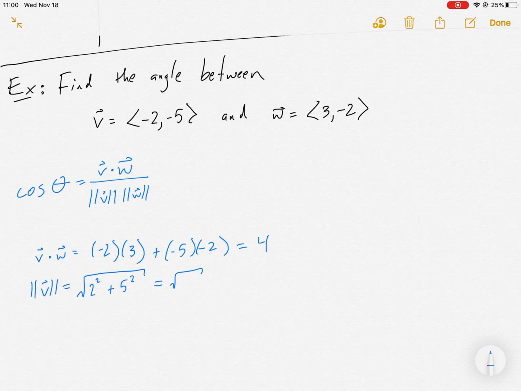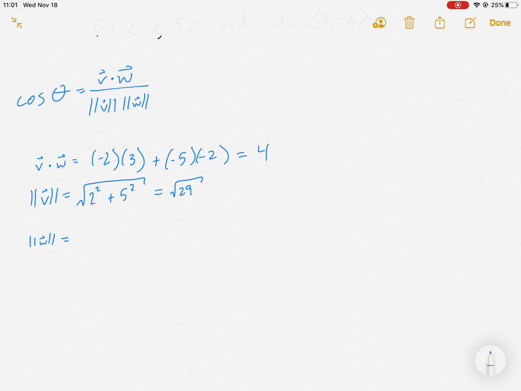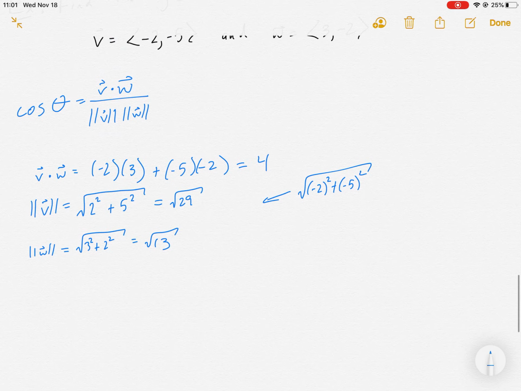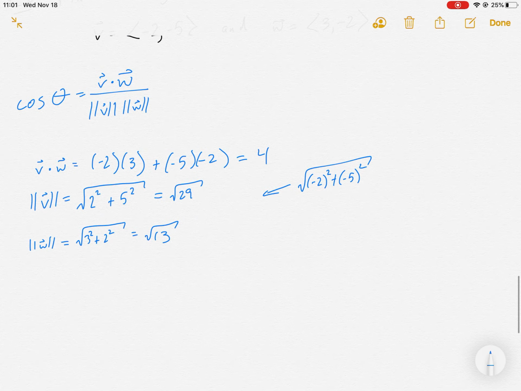So it's going to be the square root of 29, which you could come up with the decimal approximation for, but then that might create some rounding issues later on. So let's just go ahead and leave it. And then for w, we're going to end up with the square root of 3 squared plus negative 2 squared, so the square root of 13. You'll notice over here, for the magnitude of v, I technically should have probably done negative 2 squared plus negative 5 squared. But I know that negative 2 squared and positive 2 squared are the same thing, so I just skipped that negative part, so I wouldn't cause any issues later on.